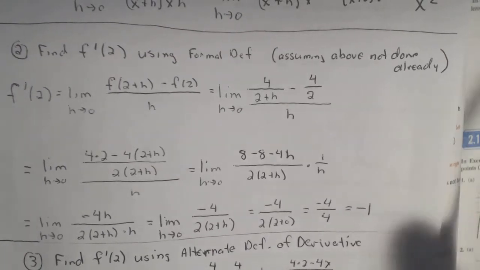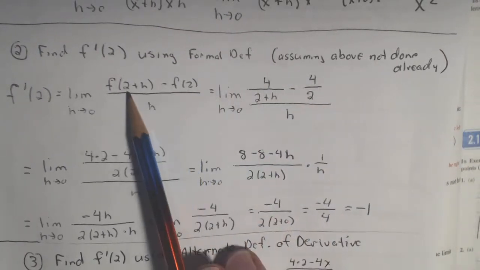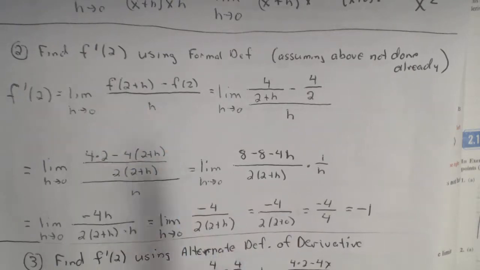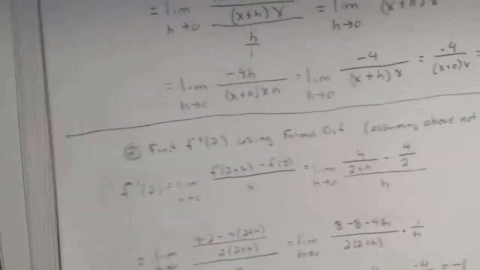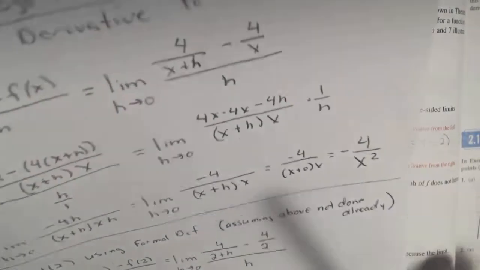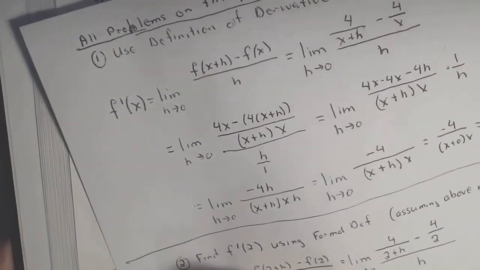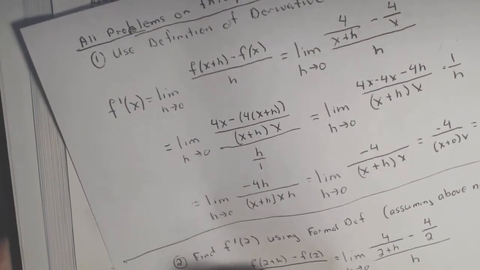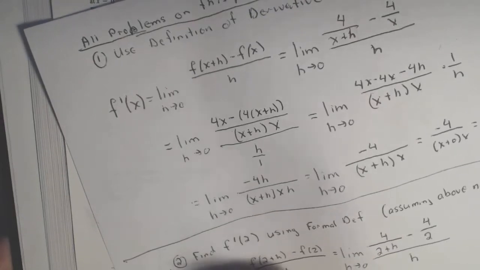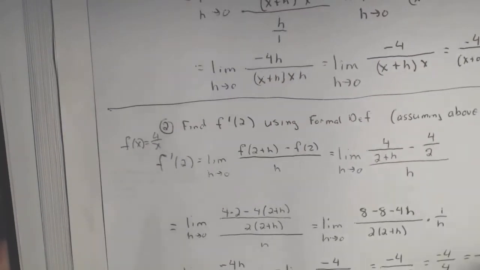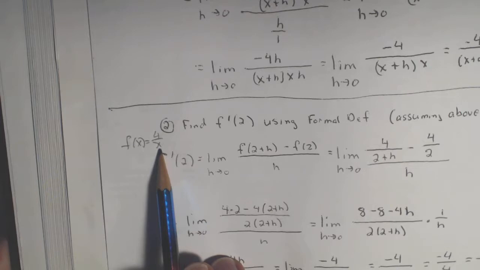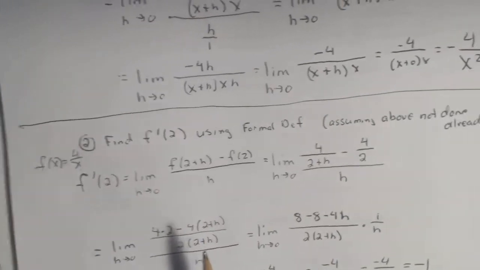Okay, so f of 2 plus h is what you get when you put a 2 plus h into your function. And remember, our function was f of x equals 4 over x. So if that's our function, f of x plus h is 4 over x plus h.